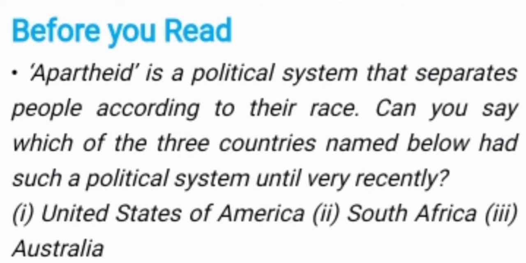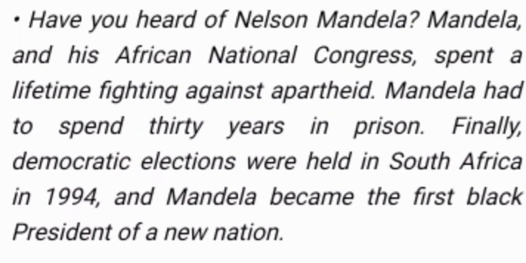Can you say which of the three countries named below had such a political system until very recently? Here, three countries are mentioned: United States of America, South Africa and Australia. Here it is asked which country follows the political system that separates people according to their caste, races or color. So South Africa is such a country. Have you heard of Nelson Mandela?